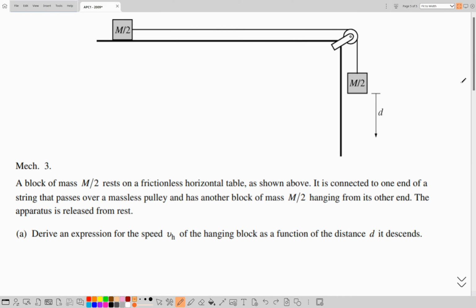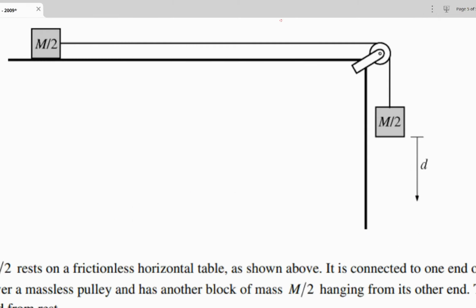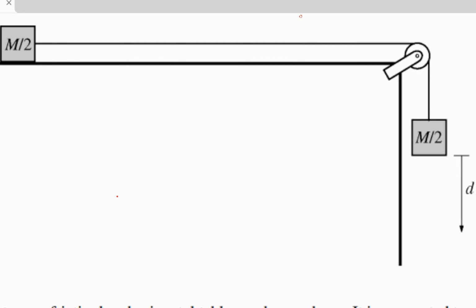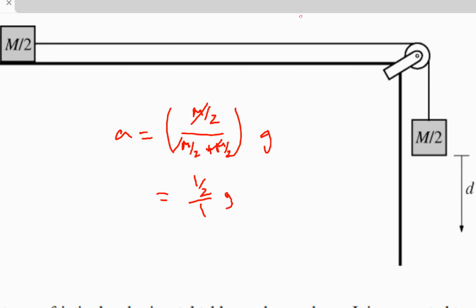They want in part A to derive an expression for the speed v of the hanging block as a function of the distance d it descends. We know this is possible whenever we have access to the acceleration a of the system. For such configurations, a modified Atwood machine, the acceleration would be a fractional mass multiplied by g. In the numerator we have m over 2, and in the denominator the total mass, m over 2 plus m over 2. Then all the masses cancel, and that would be half divided by 1 multiplied by g, which is half g.